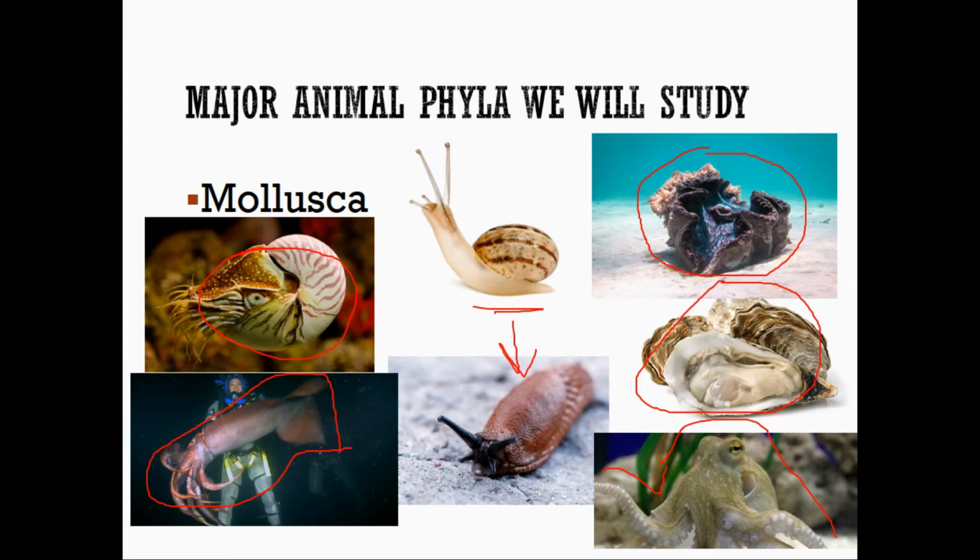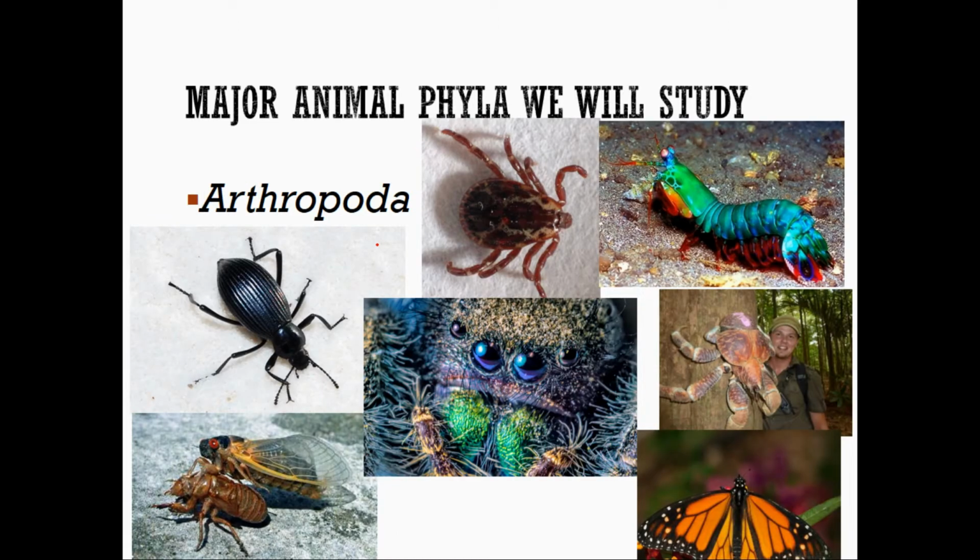Next, we have the largest phylum of living things, and those are the arthropods. The arthropods are any animal that has an exoskeleton. So we have everything from crabs and lobsters and crayfish. Here's one of the big land or terrestrial crabs. This is a mantis shrimp. They're pretty amazing. Those are arthropods.